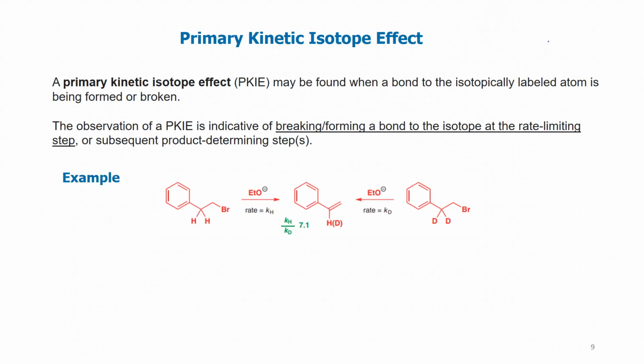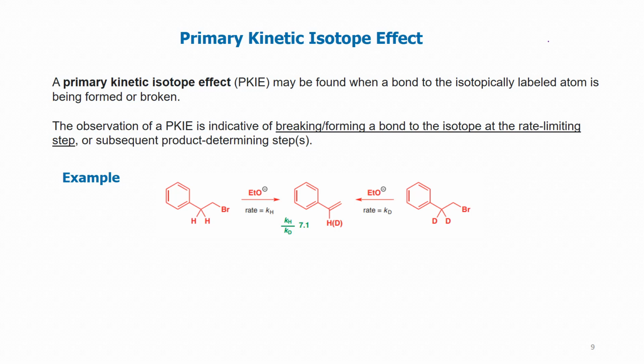Then after discussing the solvent's effect on the reaction, we move to the primary kinetic isotope effect. What is that? The primary kinetic isotope effect may be found when a bond to the isotopically labeled atom is formed or broken. If we substitute a CH bond with a CD bond, due to the greater bond strength of the CD bond, it will need a greater amount of energy and time to break, and it will react at a slower rate than CH. Therefore, KH will be greater than KD.